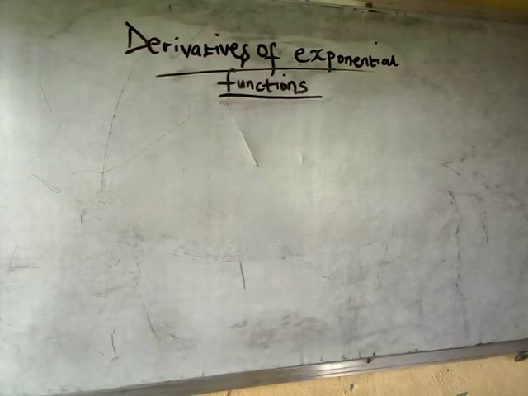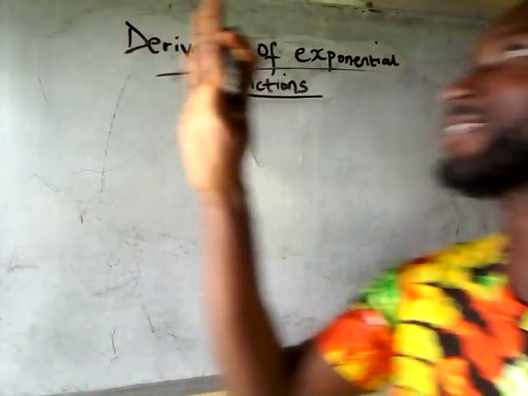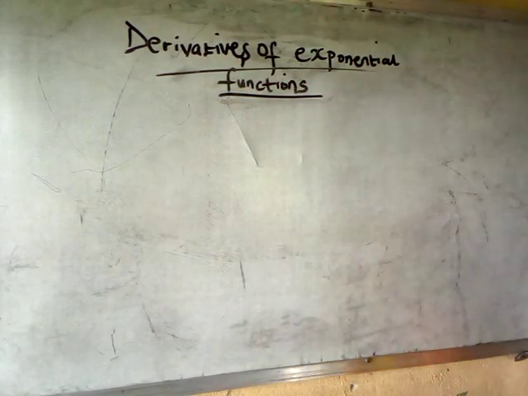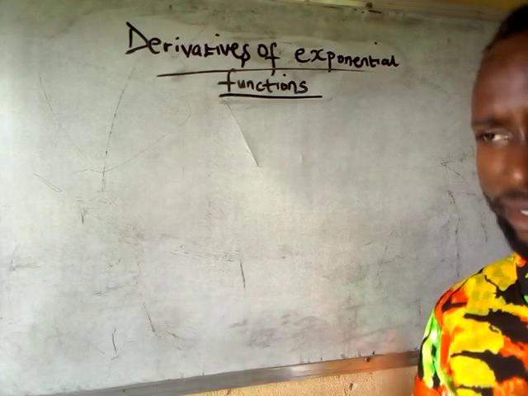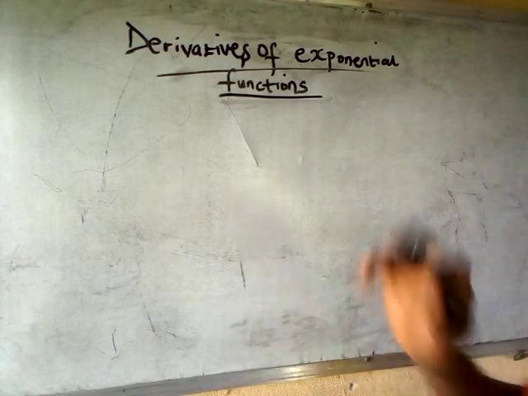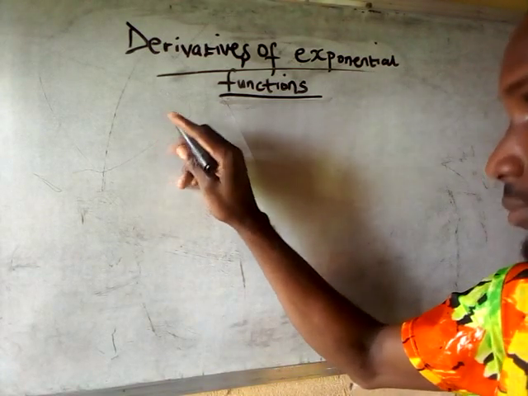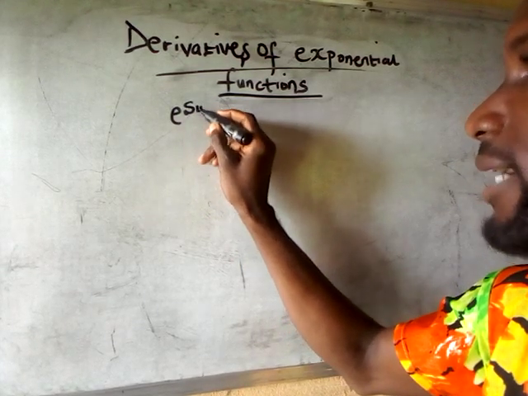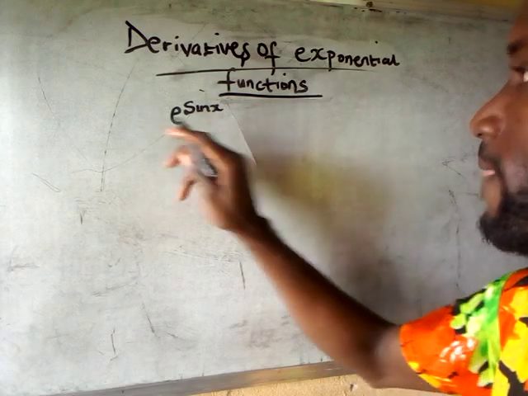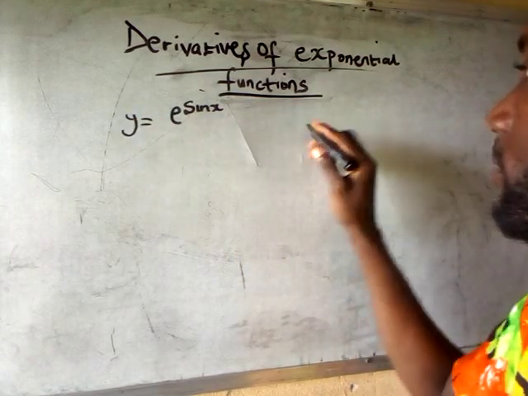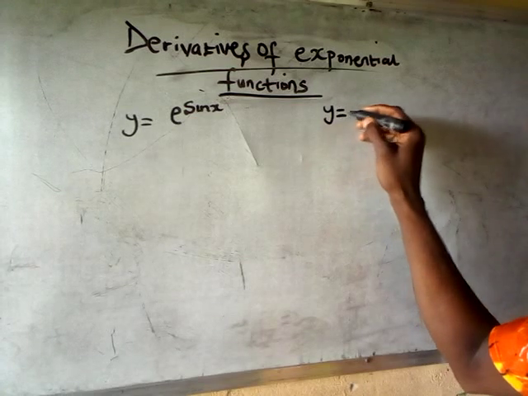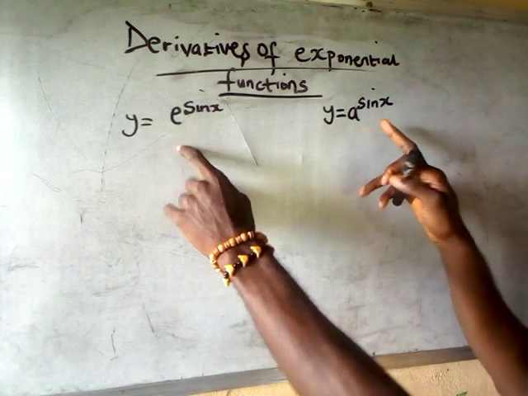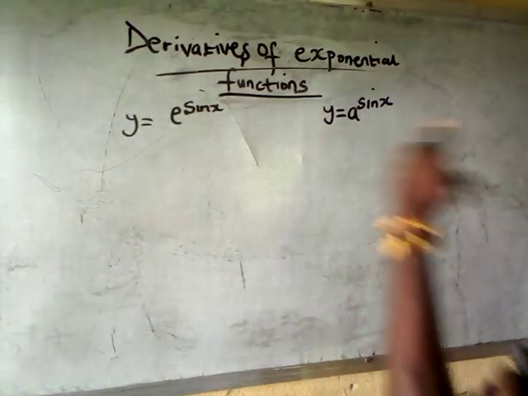Good day, viewers. We are still going to be talking on this derivative of exponential function, but there is something I really want to emphasize: differences based on this. If we have a question like exponential sine x, let me just say y is equal to this, and we have another one to be y is equal to this. There is a difference between this and this in the solving.